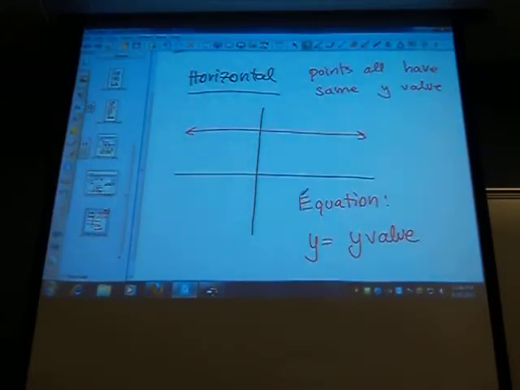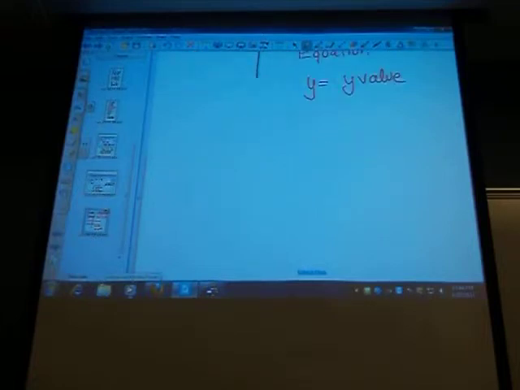I should have written down vertical before I looked at the problem. Vertical works the same way, except it's with the x value.